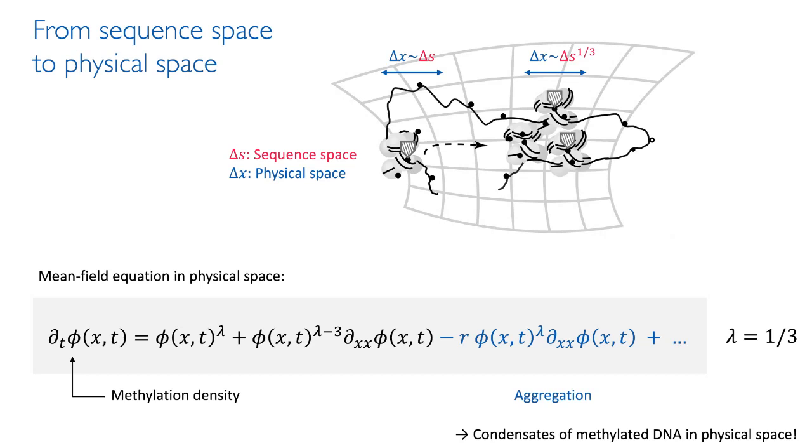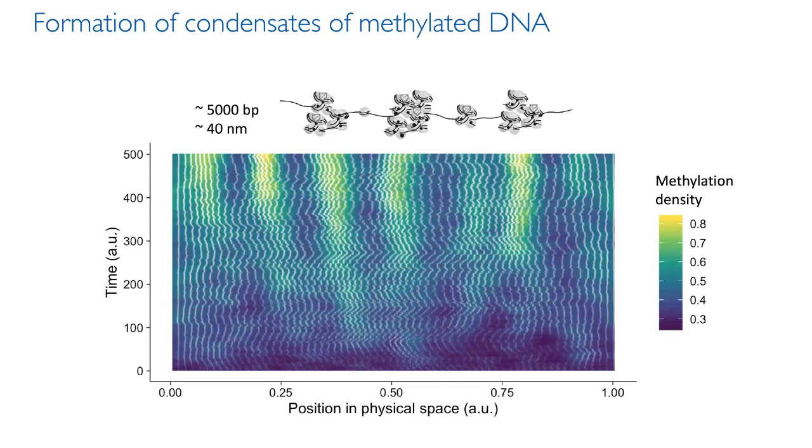Now, to give you something more intuitive, we performed numerical computer simulations of this model that we inferred. In this computer simulation that you see here, color denotes the concentration of local DNA methylation. And you can see how over time, if you go from bottom to top, hotspots or condensates of highly methylated DNA emerge. And we predict the size of these condensates to be in the order of 5,000 base pairs, or roughly 40 nanometers.